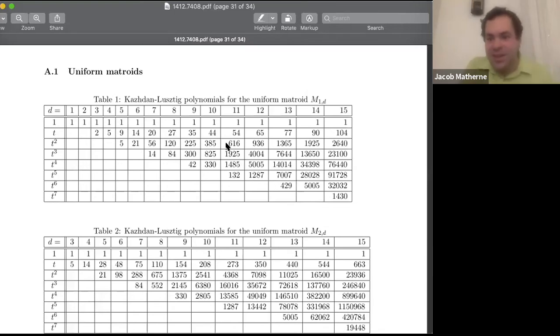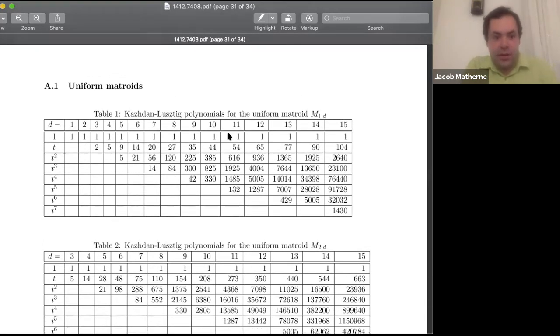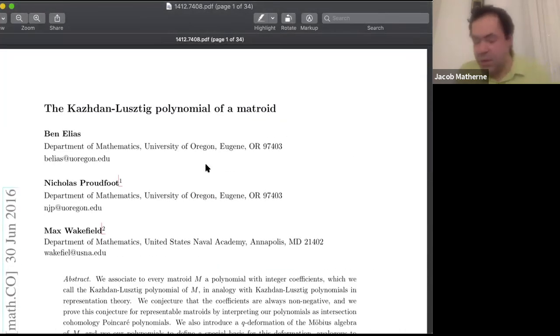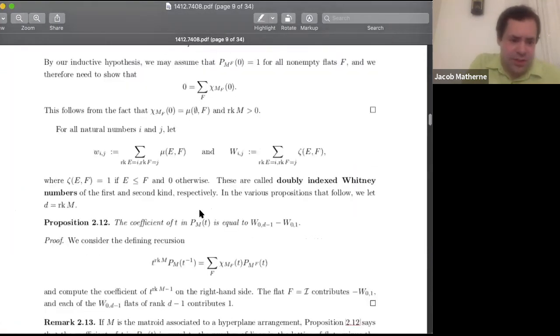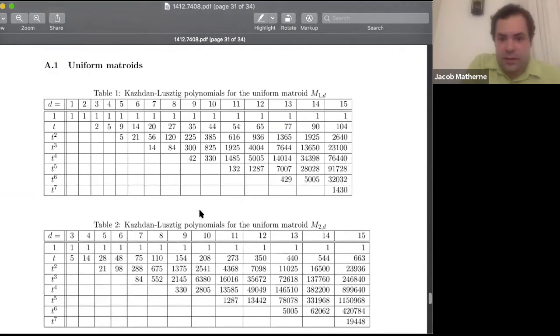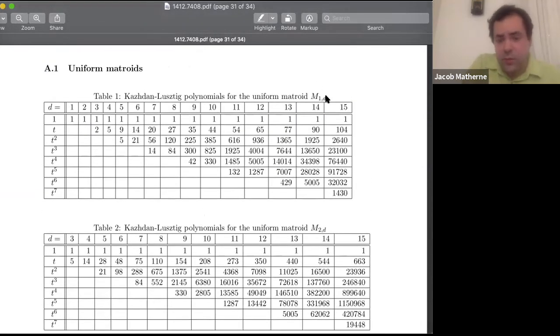Okay, now I know. Okay, so here's the original paper, the Elias, Proudfoot, Wakefield paper, where these Kazhdan-Lusztig polynomials of matroids are defined. There are some tables at the end where they compute a lot of these matroids. So this family here, this uniform matroid of rank 3 on 4 elements, lives inside of this family. And it's this one.